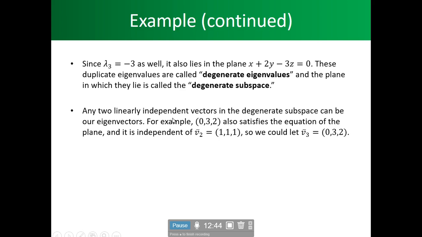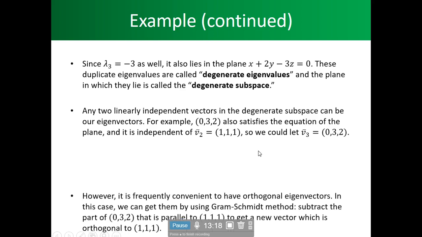Any two linearly independent vectors in the degenerate subspace can be our eigenvectors. For example, 0, 3, 2 also satisfies the equation of the plane, and it is independent of V2 equals 1, 1, 1. So we can let V3 equal 0, 3, 2.